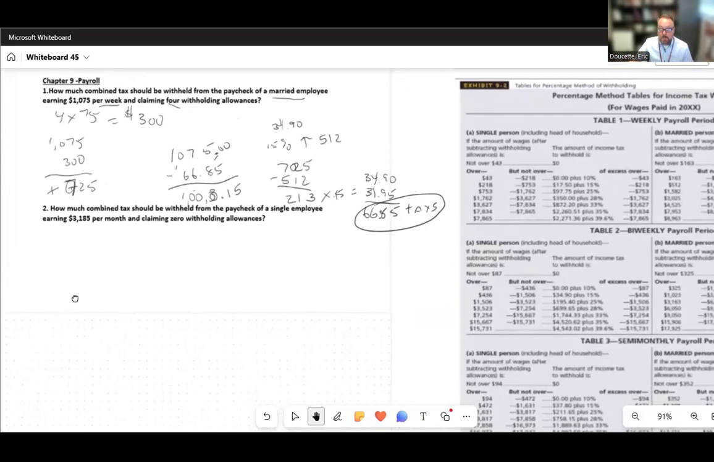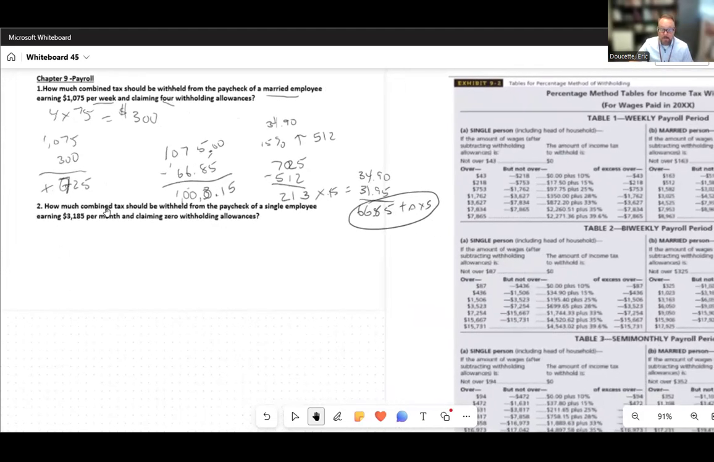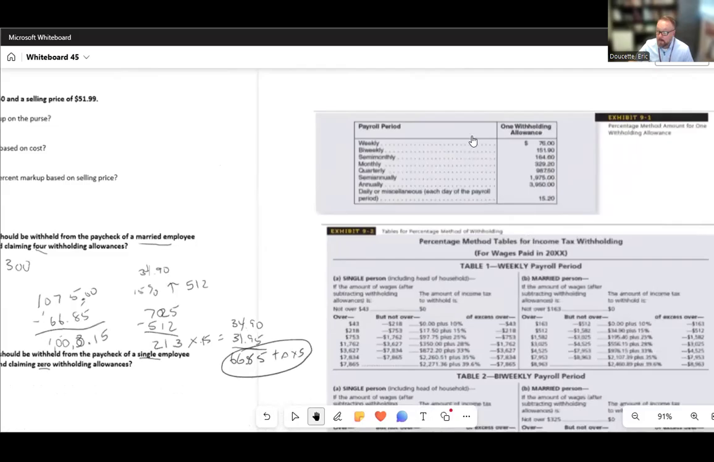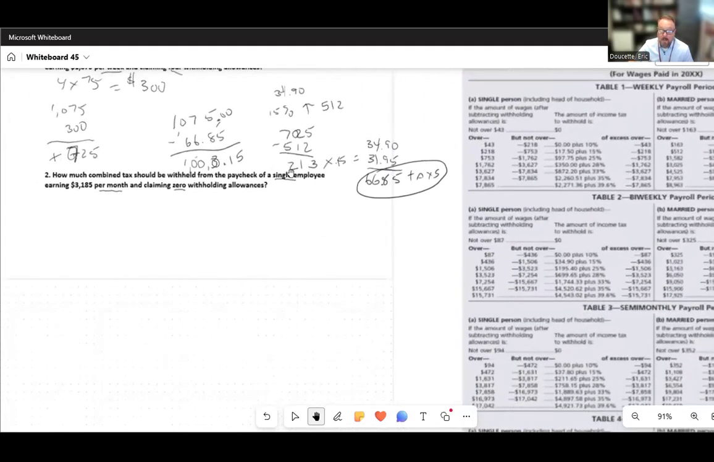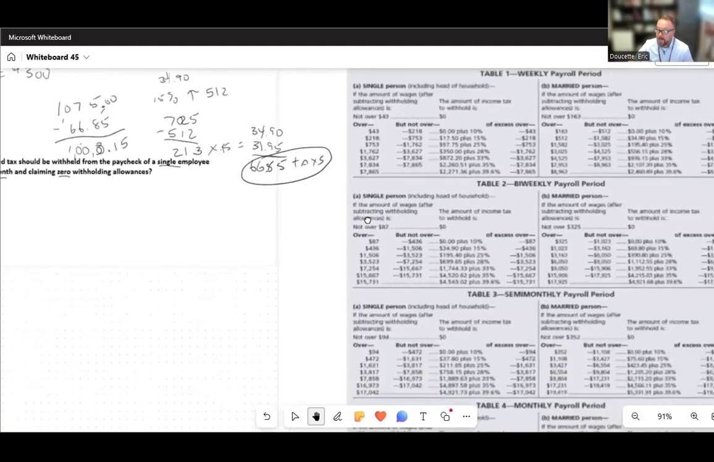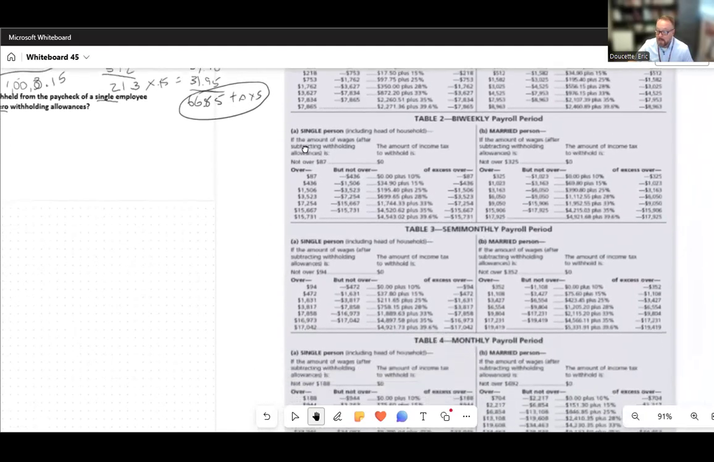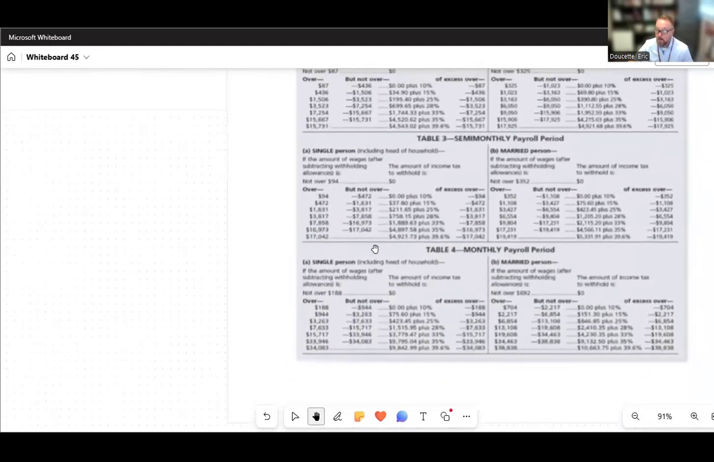So again, let's do the next problem, and maybe it'll make a little more sense if that was confusing. How much combined tax will be withheld from a paycheck of a single employee, paid monthly, claiming zero withholdings? Since there's zero withholdings, I don't need to even worry about this top chart because it only starts with a single withholding. So I just go to the second chart, and we said my paycheck was $31.85, and I'm paid monthly. So that happens to be table 4 right here, single, paid monthly.